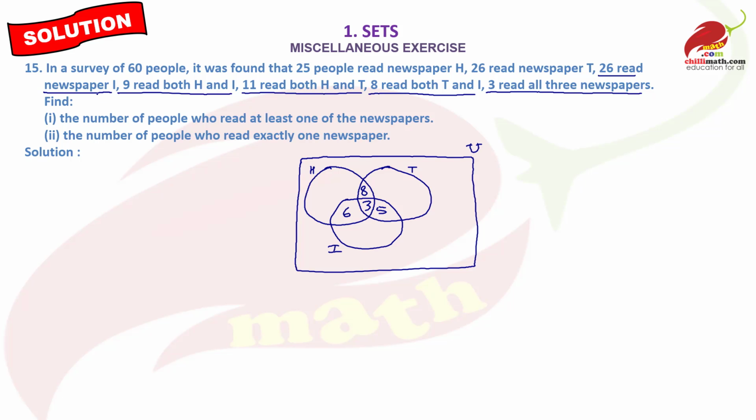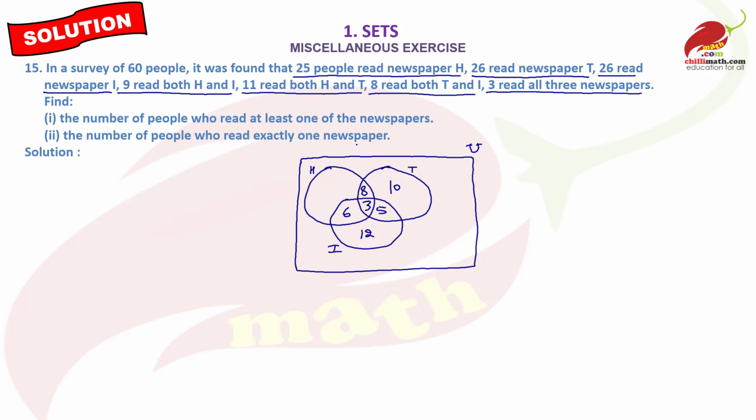Now coming to the single regions, now I. 26 read newspaper I. So this circle should have 26 in total. Already we have 6 plus 3, 9 plus 5, 14. So 12 should be reading only I. Then we have 26 read newspaper T. So in this circle total 26 should be there. 8, 3, 11 plus 5, 16 already there. So 10 should be in this region.